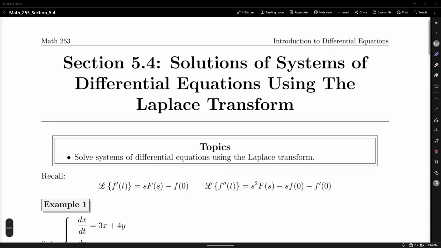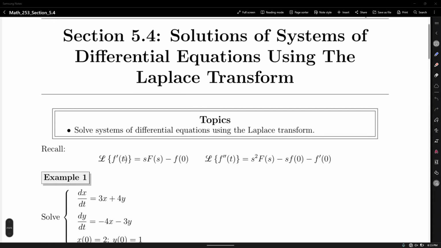A few more methods to solve systems of differential equations. I'm going to start with the Laplace transform. We're going back to Laplace transforms, okay? All you need to recall about it is the Laplace transform of the derivative and the Laplace transform of potentially the second derivative.